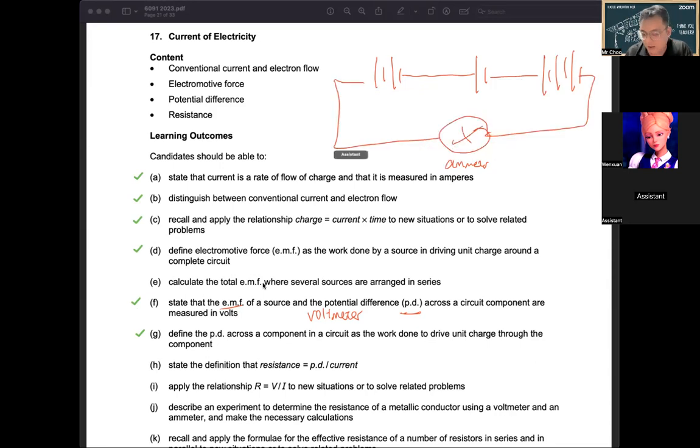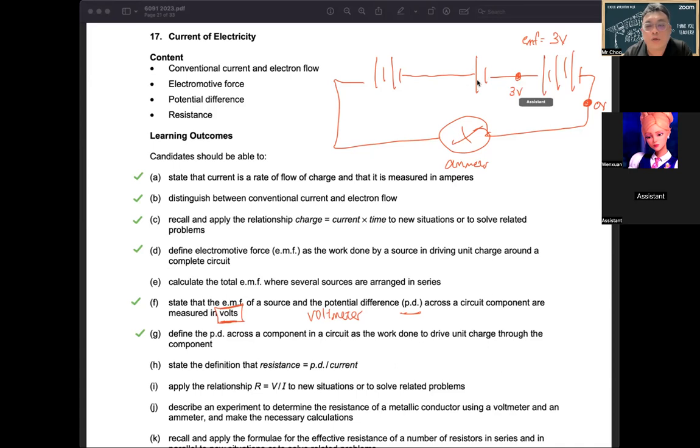Very simple. If there is no battery, the potential will be 0 volt. Then the battery itself will increase the volt by whatever EMF it produces. So let's say these three batteries provide 3 volt of EMF. So the point after that will be 3 volt.